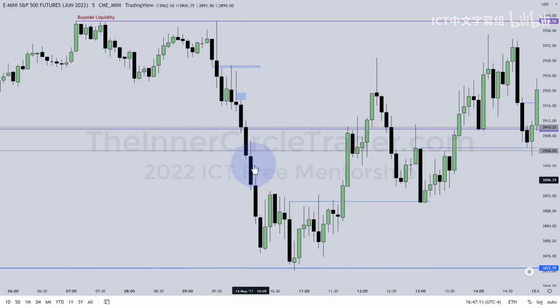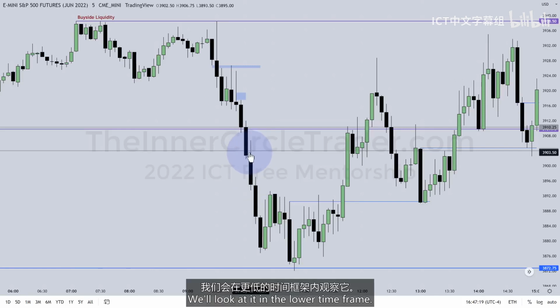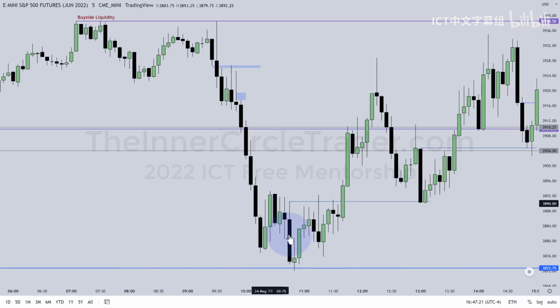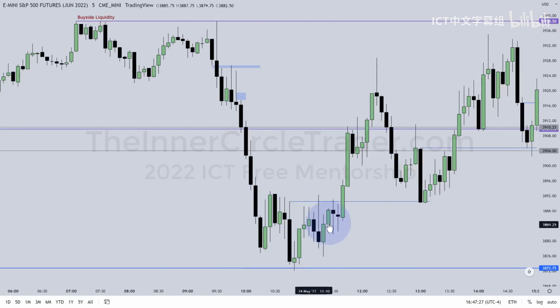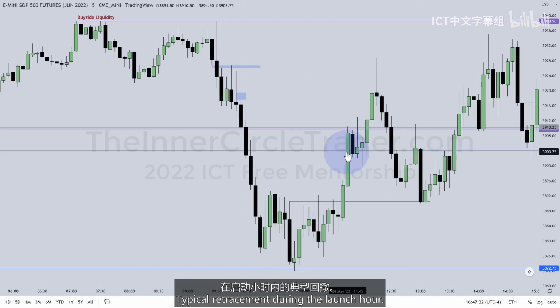And so if we went down below it, came back up, it'll act as what? Resistance. It does so here. We'll look at it in lower time frame. Drops lower, once more hits the old fair value gap I showed you before we dropped into the 5-minute. A little bit of consolidation ahead of lunch. Typical retracement during the lunch hour, all the way back up to the opening range.